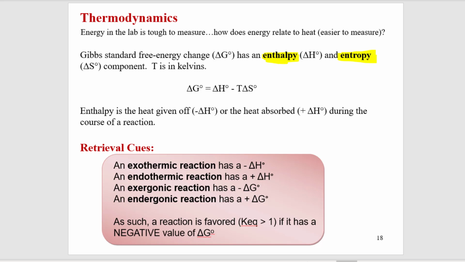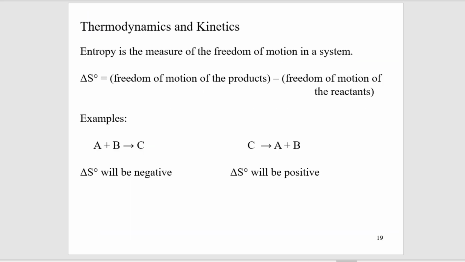Okay, and delta G is Gibbs standard free energy. All right, how do I relate delta G and delta H? Well, delta S, this is some good news for you, the entropy, how that's defined in these reactions is that it's the freedom of motion of the products minus the freedom of motion of the reactants. So if you just think about it relative to making something more or less organized.